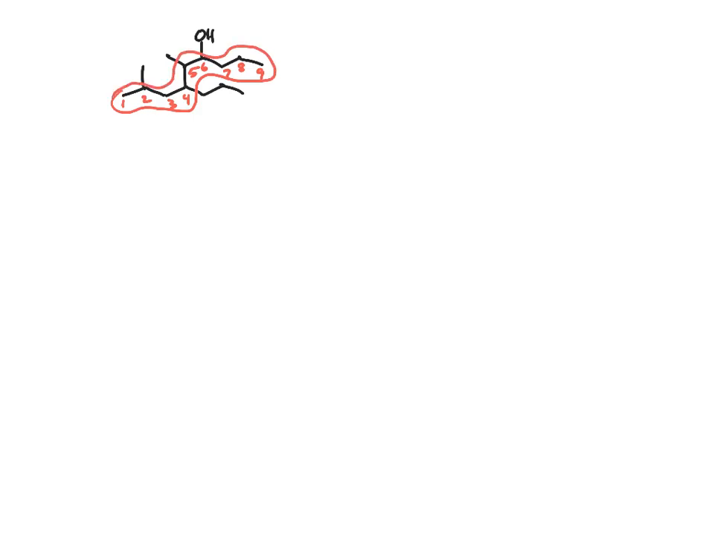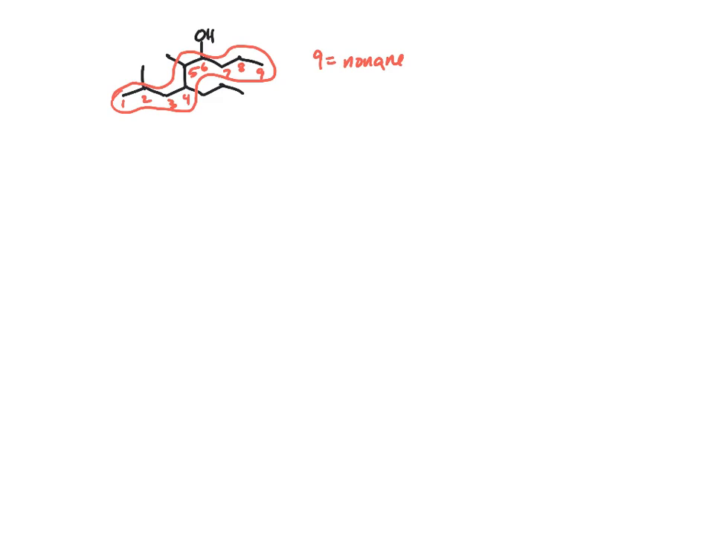So we sort of learned how to do that. The longest chain is 9, so that equals nonane. Then the things hanging outside the chain, we have a methyl, a hydroxy, and a propyl, right? 3 carbons. So the parent is 9 carbons. The main functional group is an alcohol.